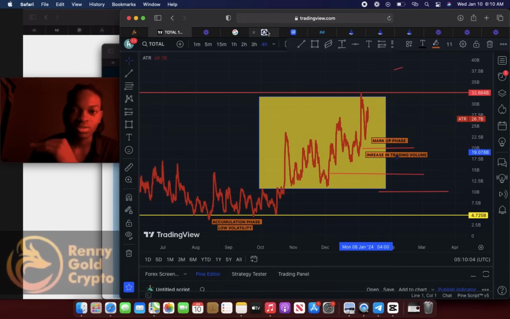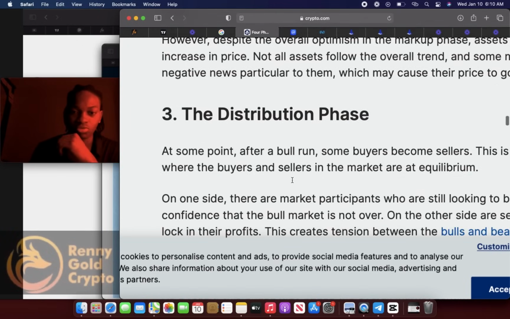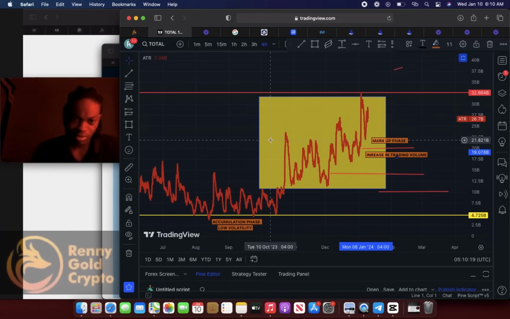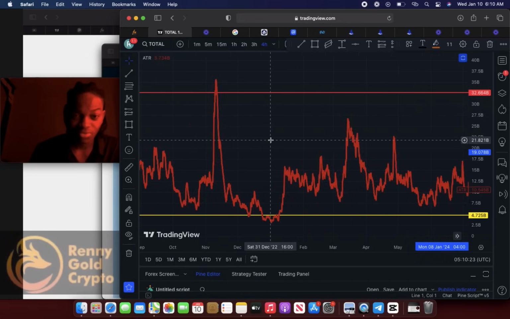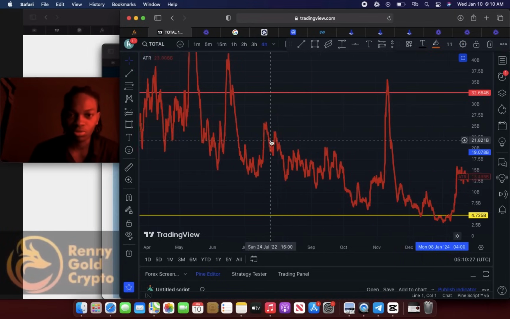So that is it. We are actually on the markup phase right now. Now I've been able to talk about the markup phase, so let's go to the distribution phase. I'm going to go back to the past historical data to get the distribution phase. This is how the distribution phase is going to look like.